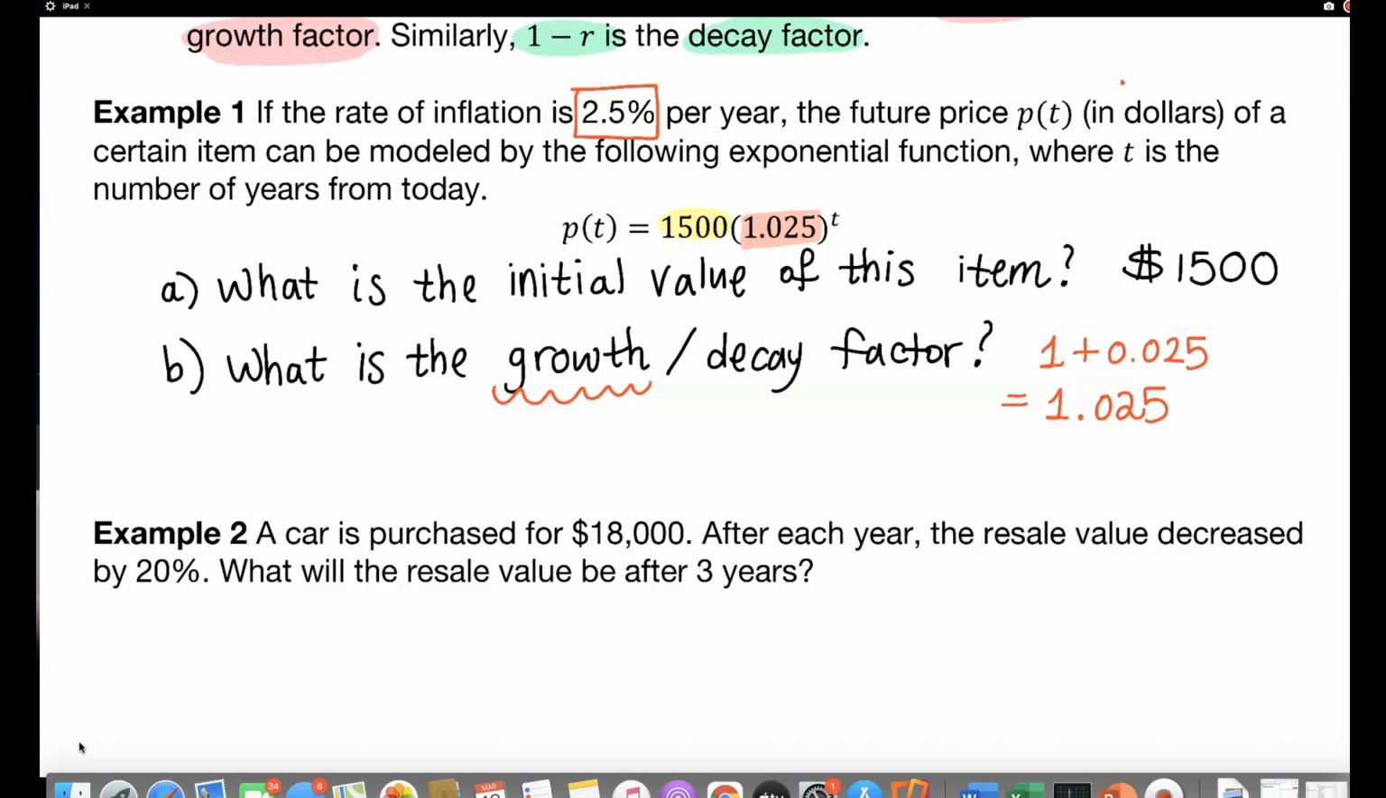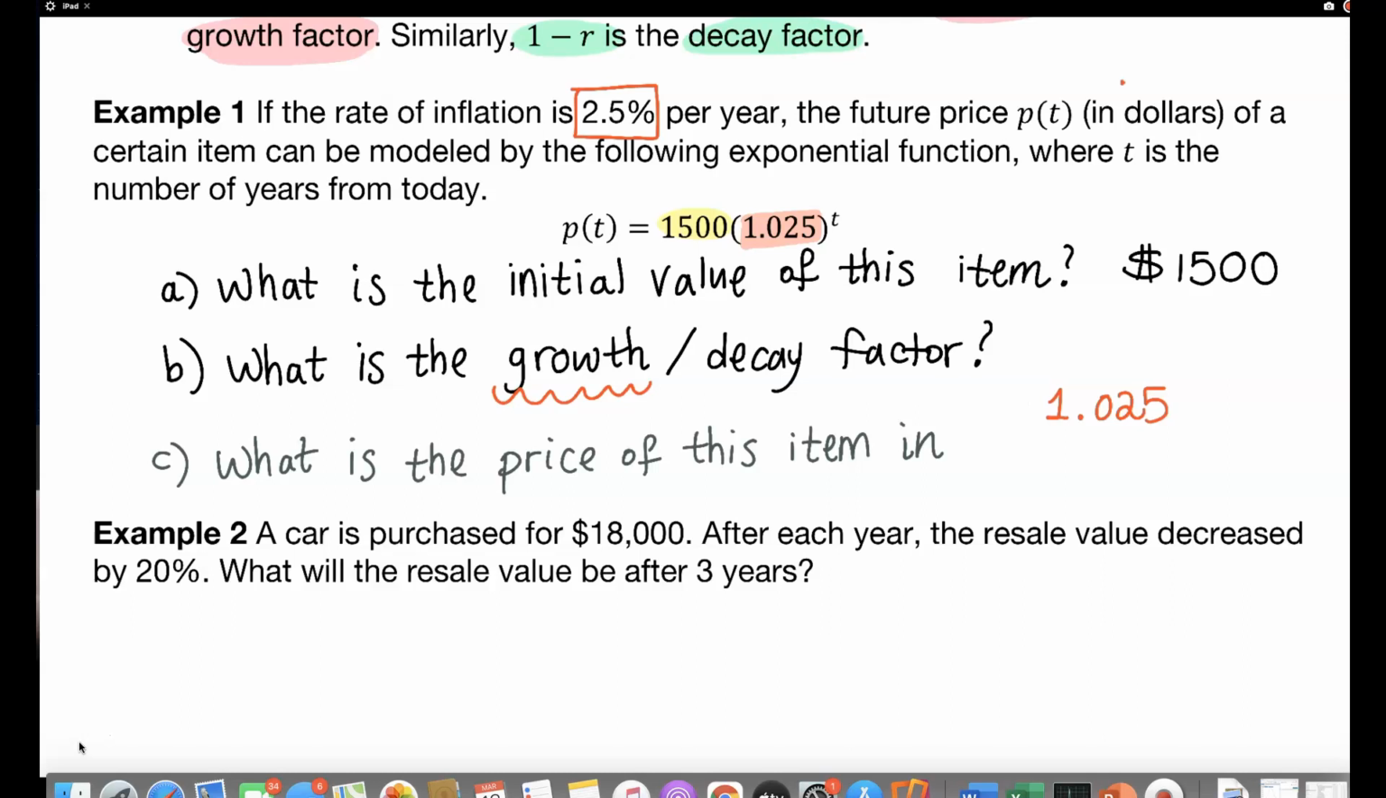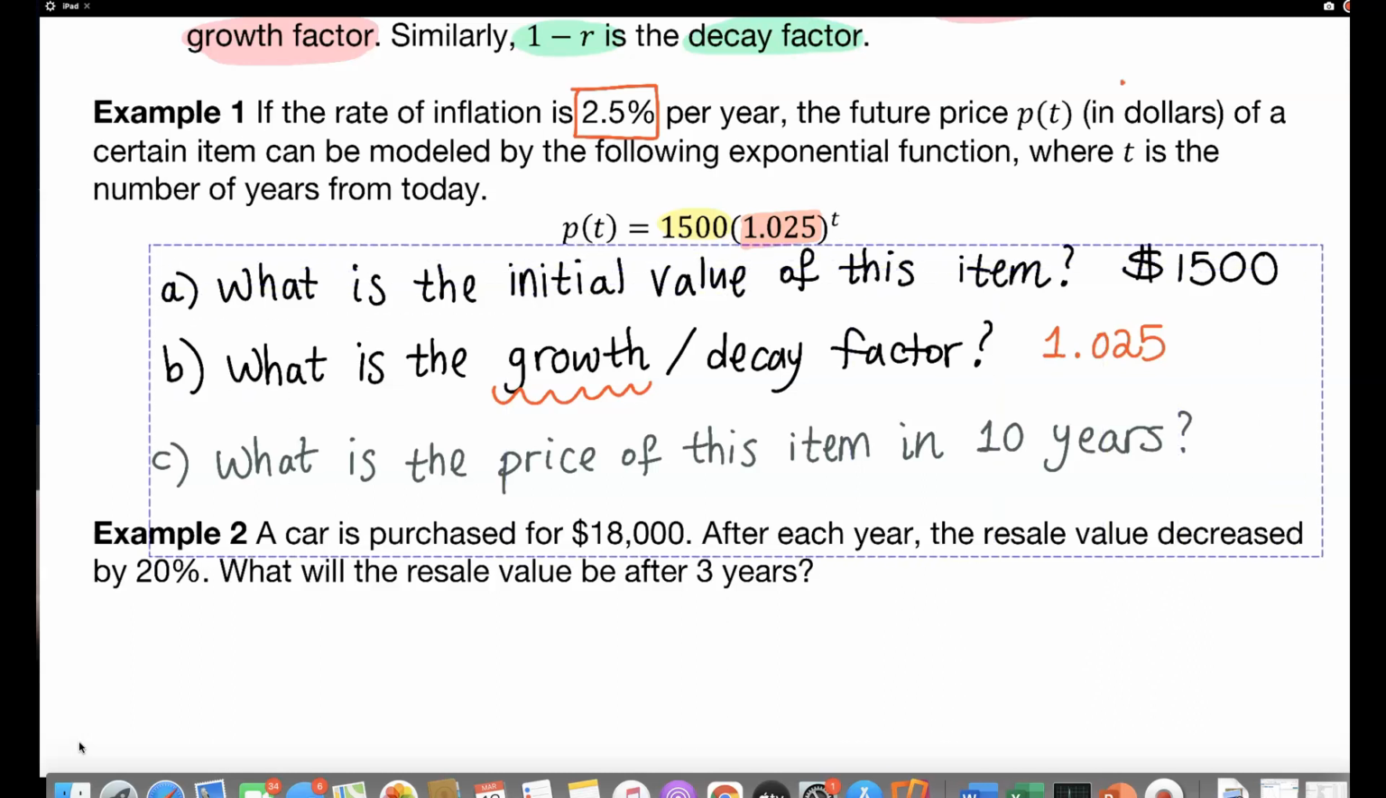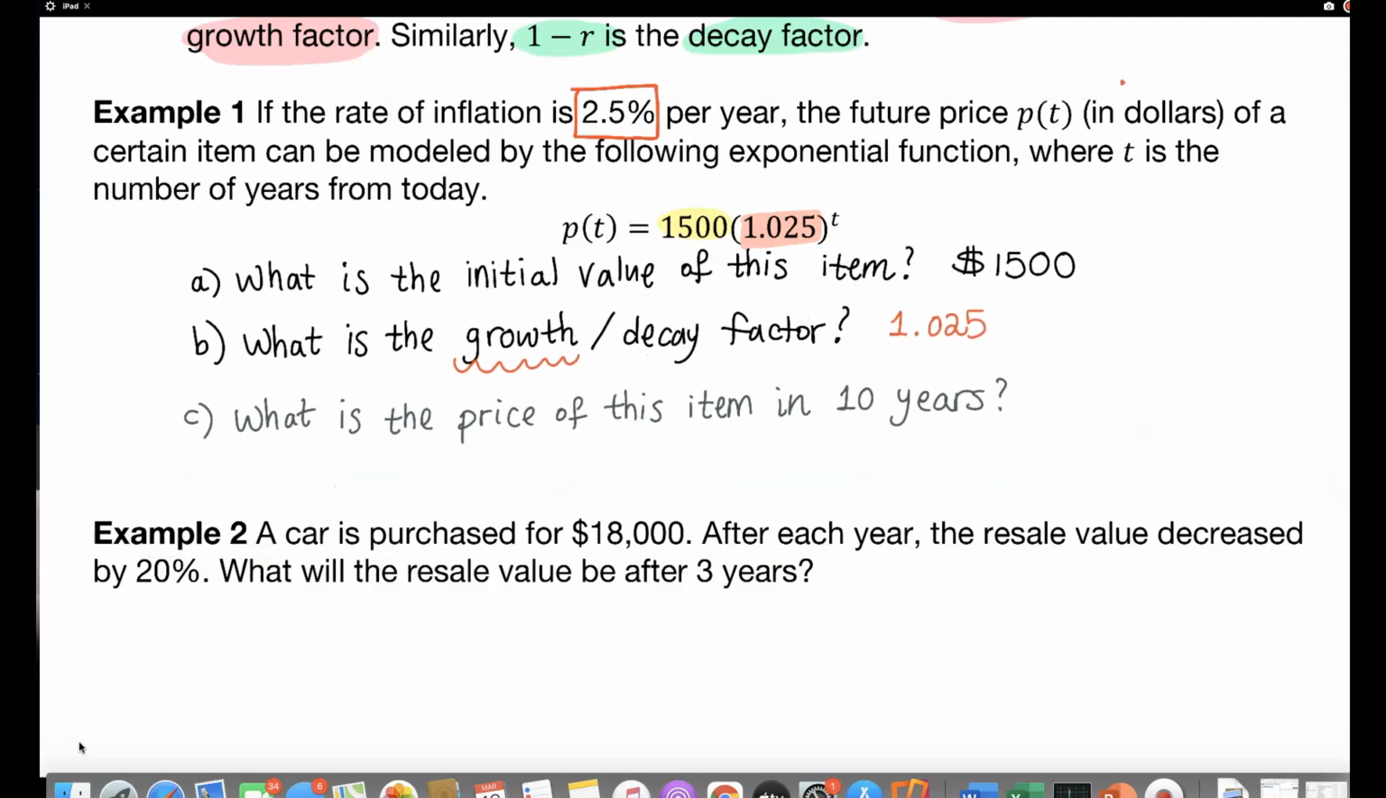Let me try to come up with another one. Okay, how about this? What is the price of this item in 10 years? In order to answer this question, we're going to have to plug in 10 into this equation, right? So let's try that, and that should be enough for this example.